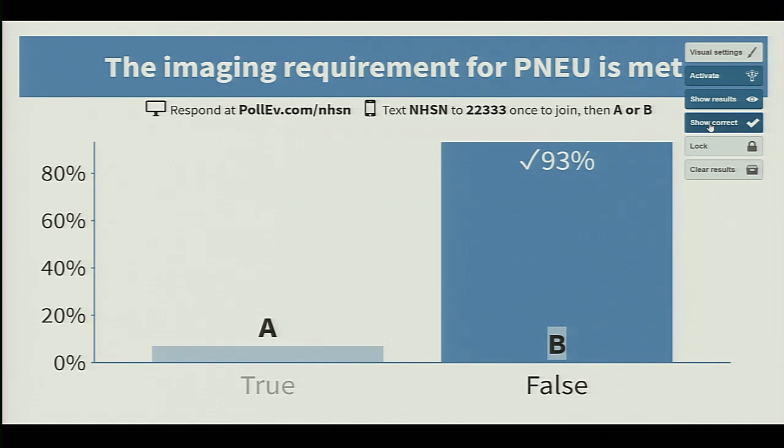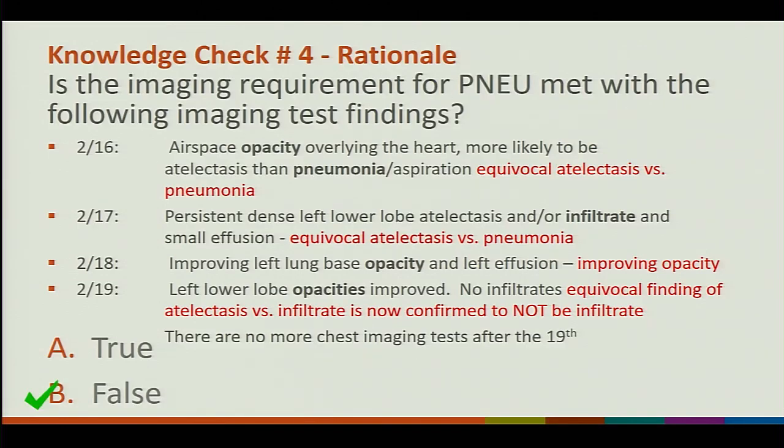So the answer is it is false. That first imaging test was equivocal. The second one was equivocal. By the third day, there's results of improving opacity. And in fact, that's the only thing we had that is a keyword that you'd even be able to pull out. You've already got some improvement.